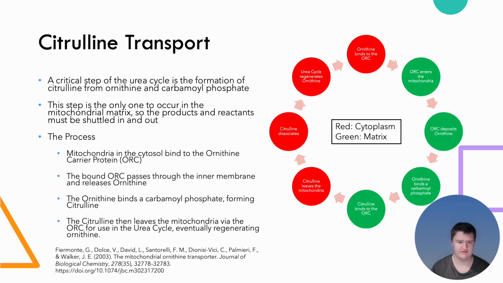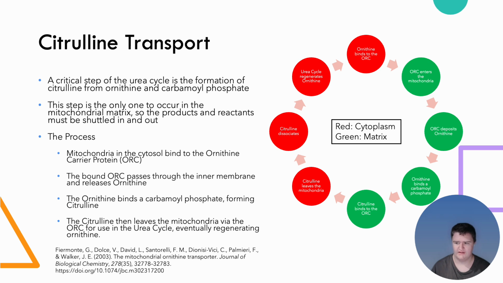Okay, next up we have citrulline transport. And so what this is doing is it's working with the urea cycle. So what happens is that we're going to combine our ornithine and our carboxyl phosphate inside the mitochondrial matrix. And so because it's the only one that occurs in the matrix, we have to get our reactants in and then take our products back out. And so the way that this is happening is that the mitochondria are going to have a protein called the ornithine carrier protein. From there, the ornithine will bind to that protein and enter the mitochondria.